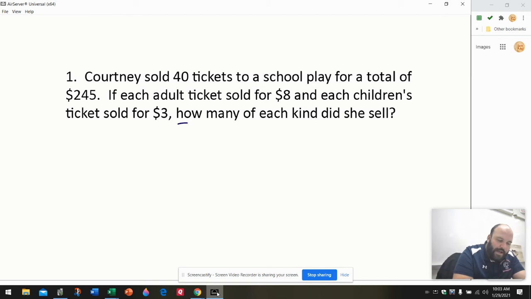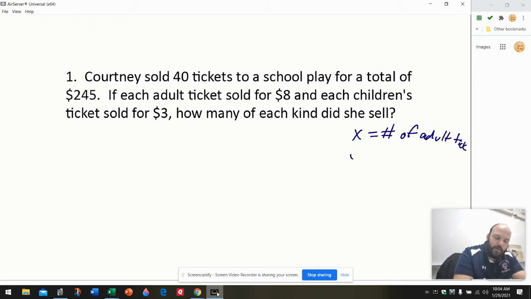So it says right here, how many of each kind did she sell? Now, when they say each kind, they're referring to the tickets, and we had two types of tickets. We had an adult ticket and we had a child ticket. Okay, so that is what X and Y are going to represent: how many adult tickets and how many children's tickets there are. So X is going to be the number of adult tickets.